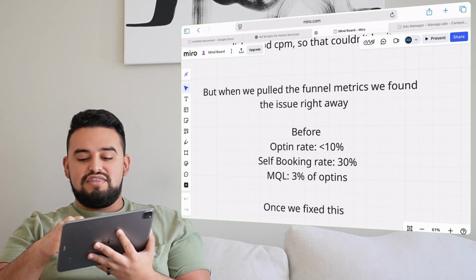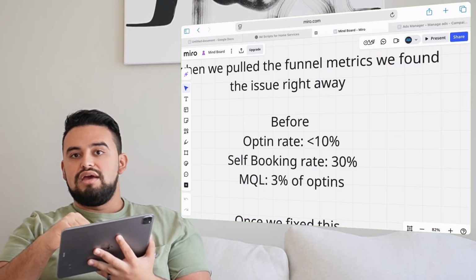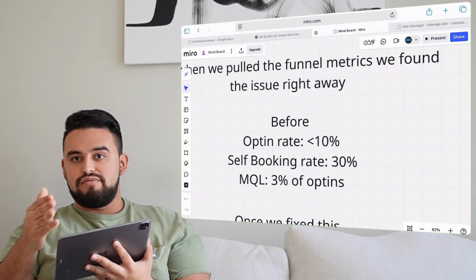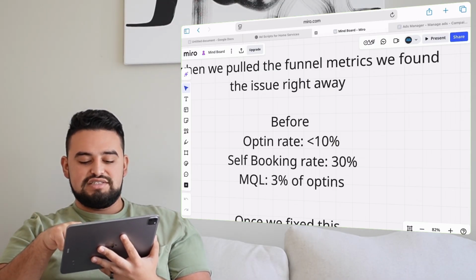A self-booking rate, this is the biggest number that's awful. We should have a self-booking rate above 70%. And that's pretty much on every funnel where we're going straight from application or lead form or purchase to book a call. There should be 70% self-booking.